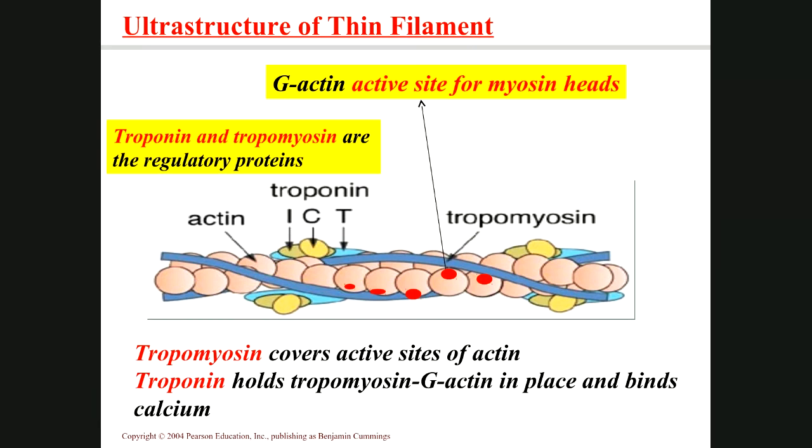So here's troponin, and here are the three heads of troponin. The C head in the middle is going to bind calcium, and when that happens, troponin moves out of the way, drags tropomyosin with it, and tropomyosin moves from its location covering the active site of actin, and now the active sites of actin are available.